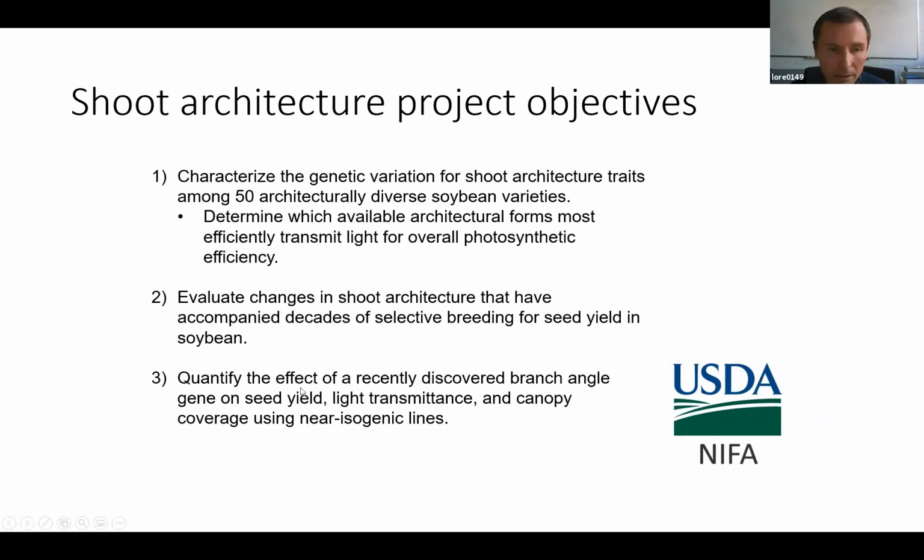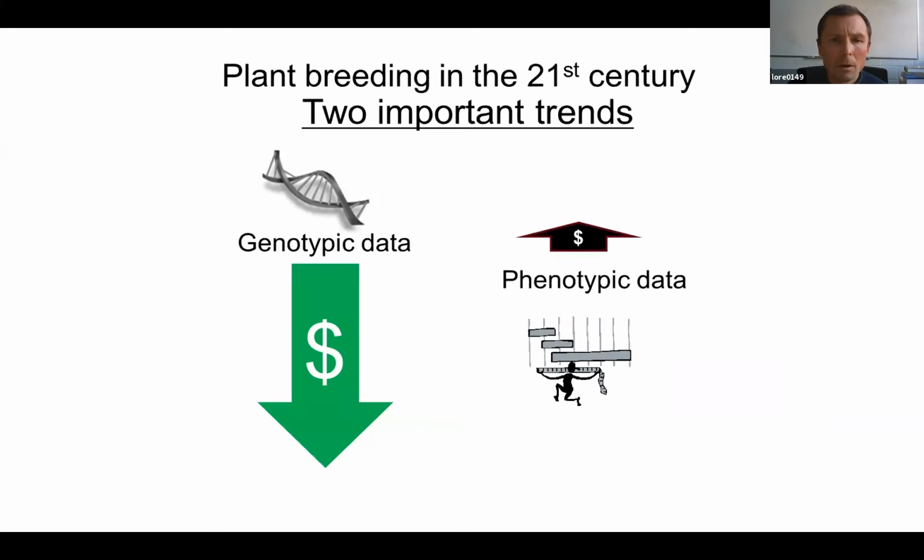we have a certain gene that we know something about that seems to affect branch angle, and we want to see if that branch angle gene does indeed have an effect on light transmittance into the canopy, as well as overall yield, as well as canopy coverage. So that's a specific project that we're currently undertaking.